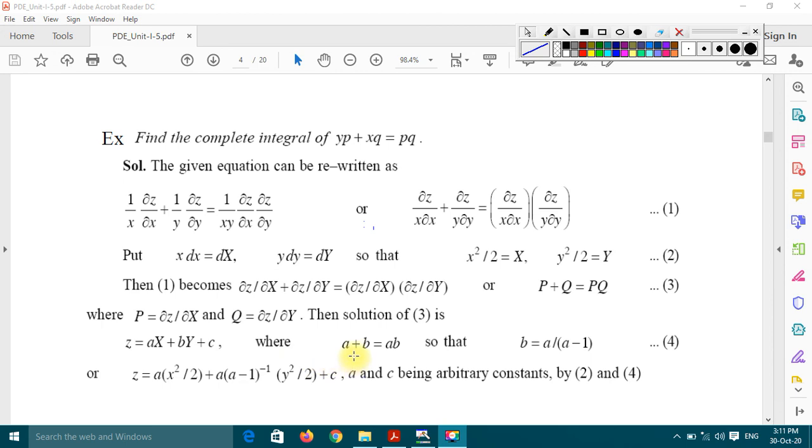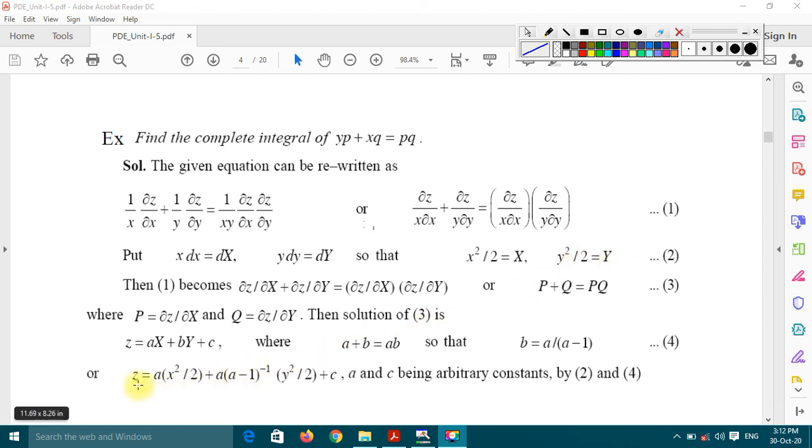Now substitute this into equation number 3. We get the value of B in terms of A. Now substitute this value of B into the equation Z is equal to AX plus BY plus C. We get Z is equal to AX plus A/(A-1) Y plus C. Now substitute the values of X and Y, because we have used substitution number 2. So we get the value of X to be x square by 2 and the value of Y to be y square by 2.